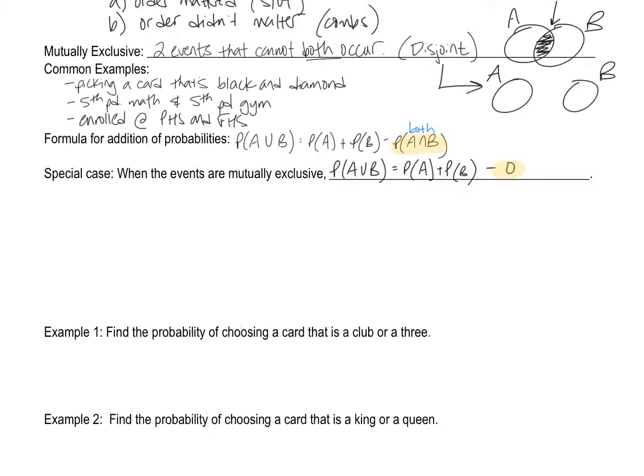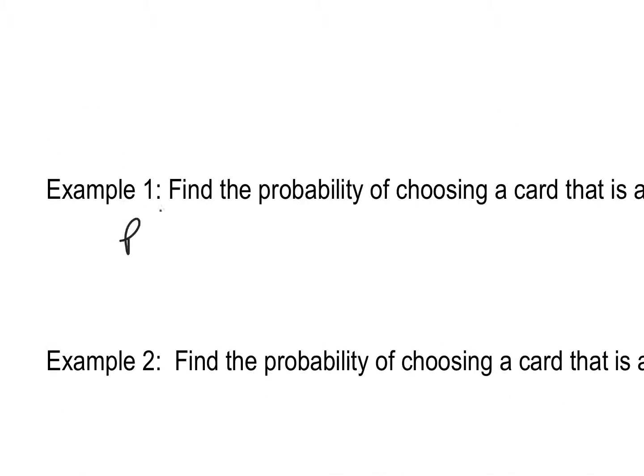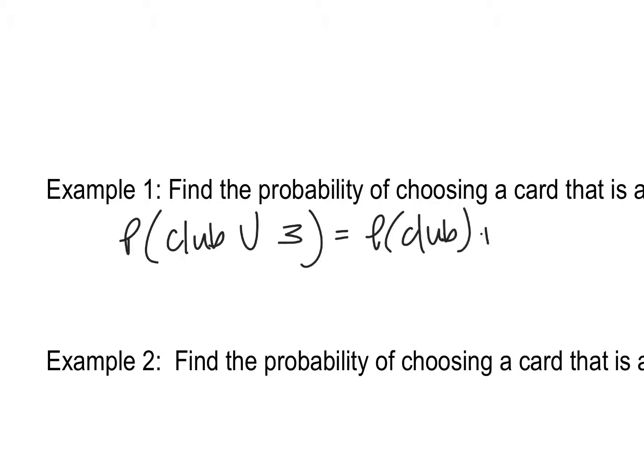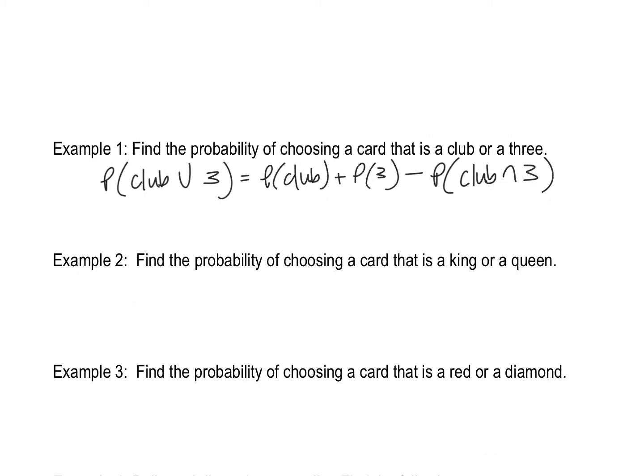Let's do just a few examples to introduce this, and then we'll finish it in class, okay? First example, find the probability of choosing a card that is a club or a 3. And so what I'm going to do is probability of club or 3 is probability of club plus probability of 3 minus probability of club and 3. This is the formula. And keep in mind there are some 3s that are clubs. In fact, there's one card that's a 3 and a club.